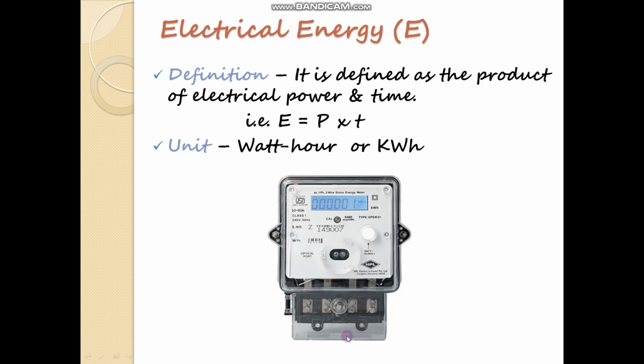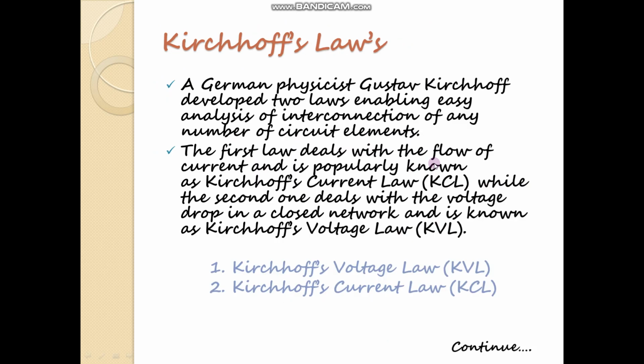The next term is electrical energy. See, this is the energy meter and we all have this in our home. What is the use of this meter? This meter measures how much power you have consumed in a particular duration of time. So, electrical energy is the product of electrical power and time. E equals P into T. Its unit is watt hour or kilowatt hour.